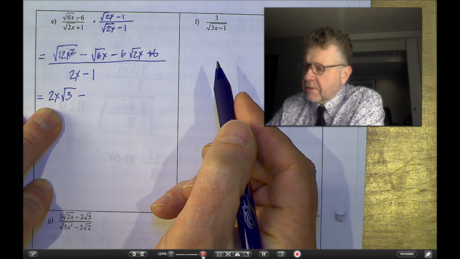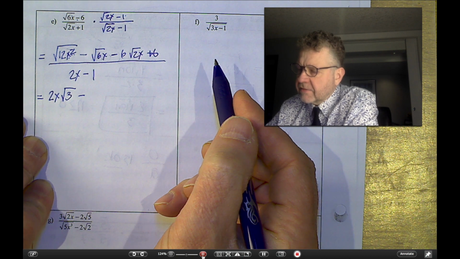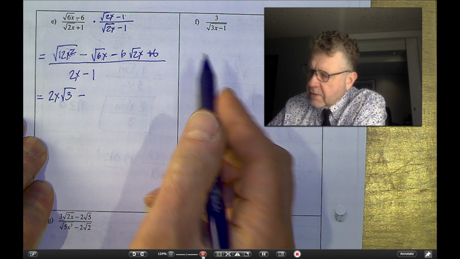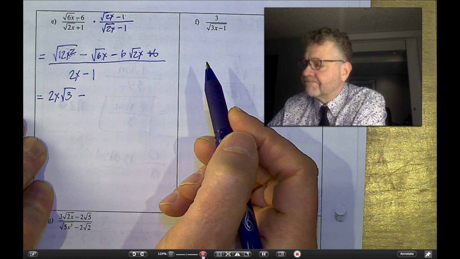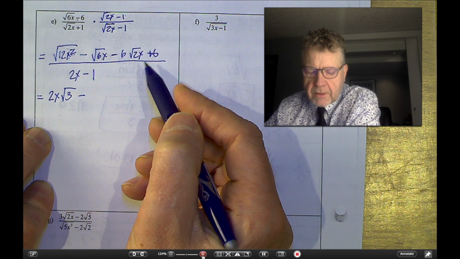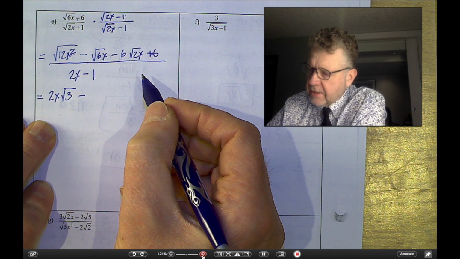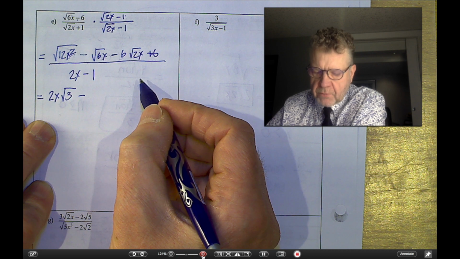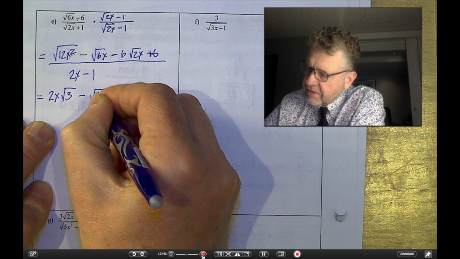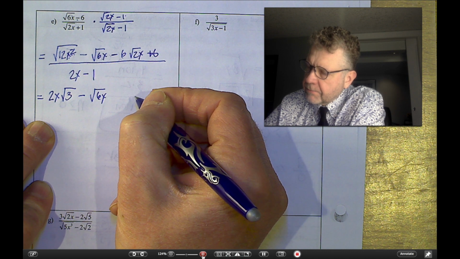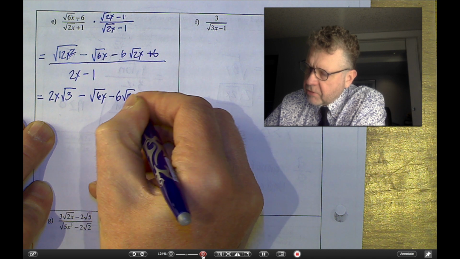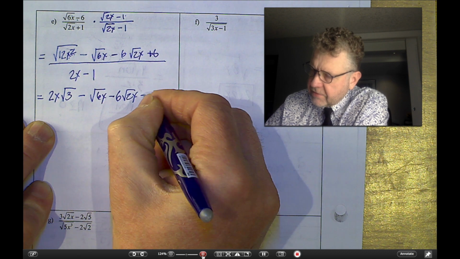Minus square root of 6x, minus 6 times the square root of 2x. Anything we can do there? Not really. Not really at all. Nope. So, minus square root of 6x minus 6 times the square root of 2x plus 6.